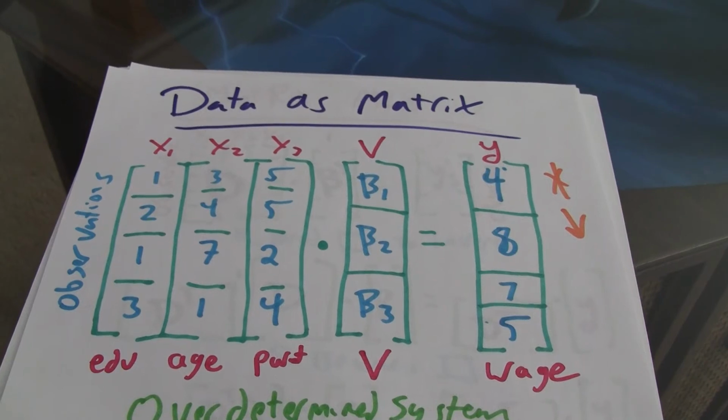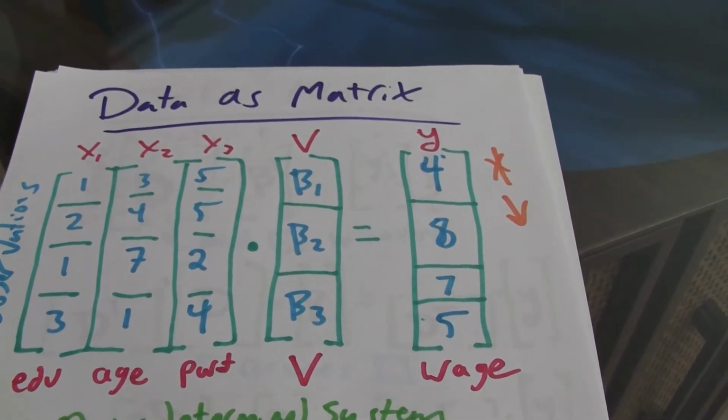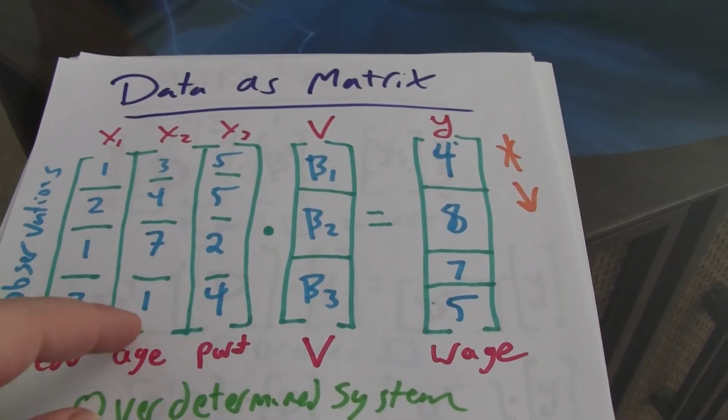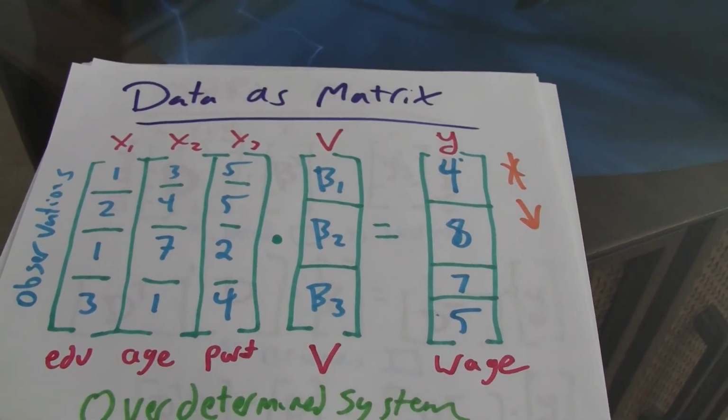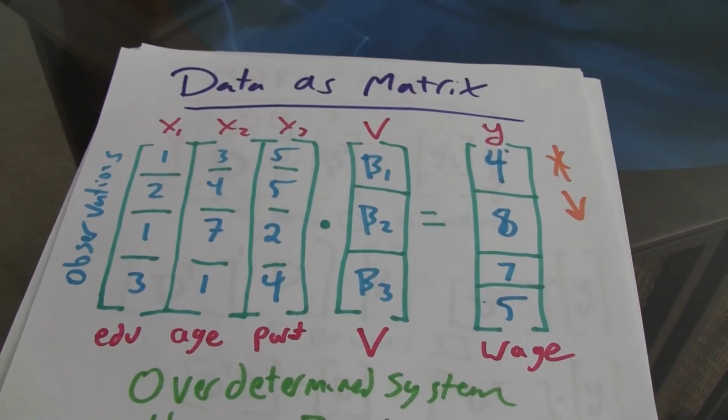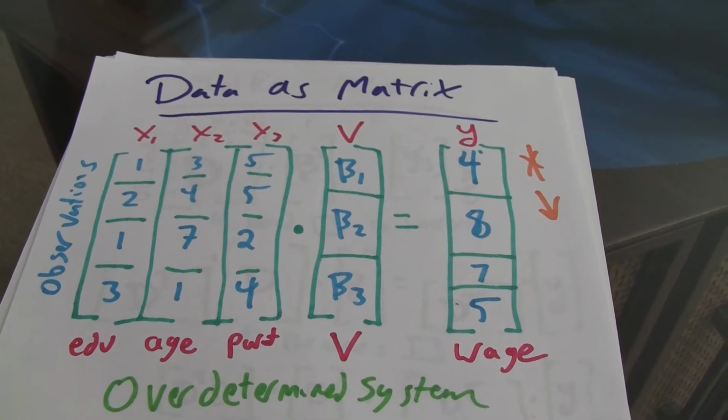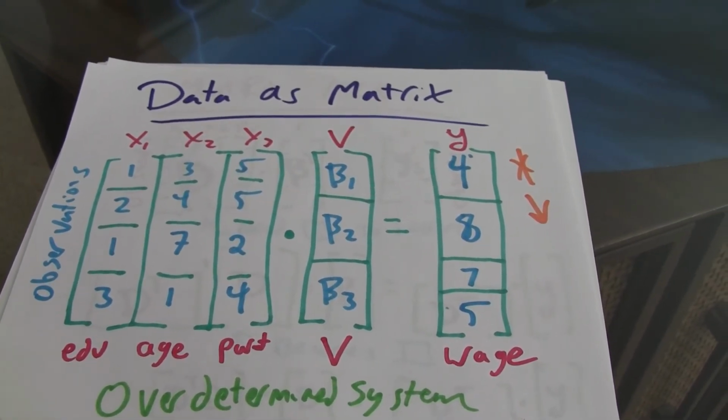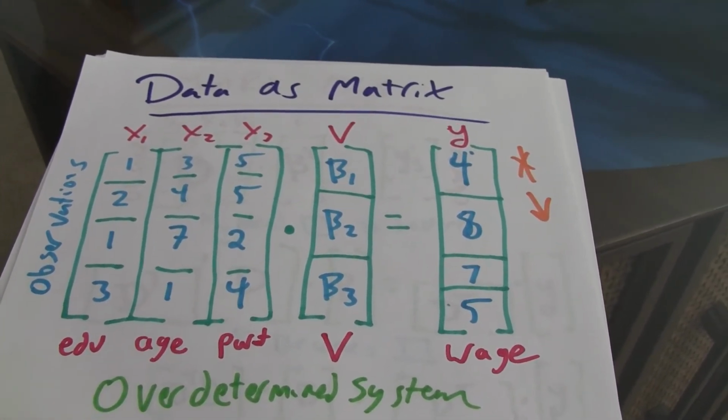Now, notice this is an overdetermined system, right? We've got 4 equations and 3 unknowns. So there's going to be no solutions to this problem. What the line is, is the closest solution to the problem.